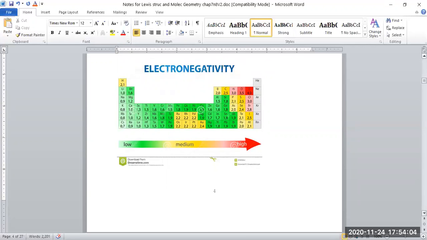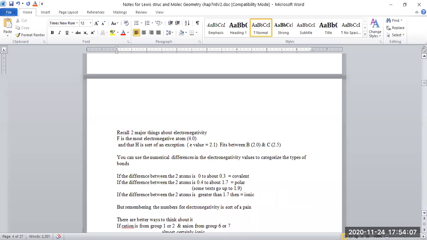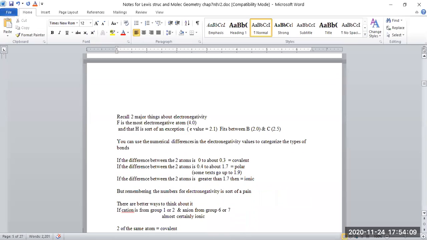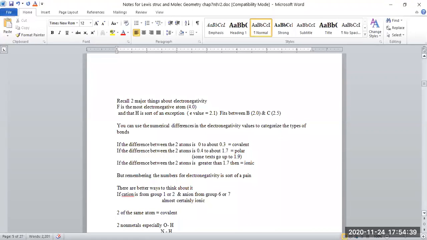So if we use this idea, also keeping in mind that hydrogen doesn't quite follow the rules. Hydrogen has a value of 2.1 instead of much lower like you might expect it to have. The 2.1 is a value that numerically fits between boron and carbon. So there are some general trends here that we can use in terms of looking at the number values.